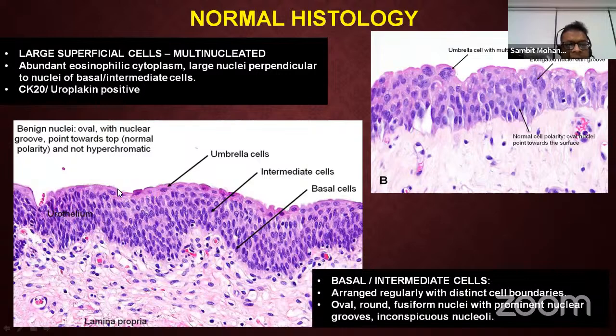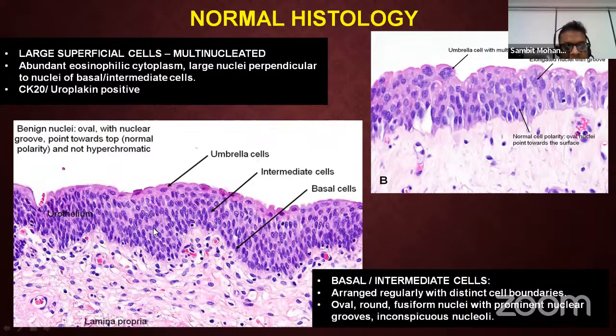These umbrella cells are positive for CK20 and uroplakin 2. They are negative for Ki67 and negative for TP53. If you do an adhesion molecule staining like CD44, everything would be positive for adhesion molecule, and P53 would be present at the basal layer along with keratin and Ki67, and keratin 20 will outline this area.